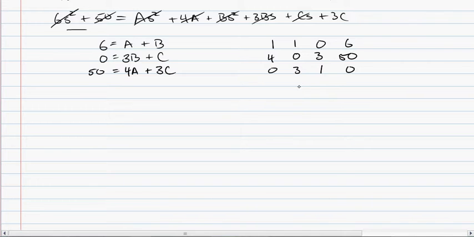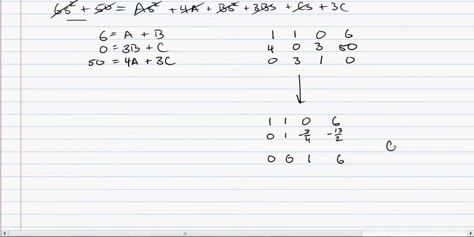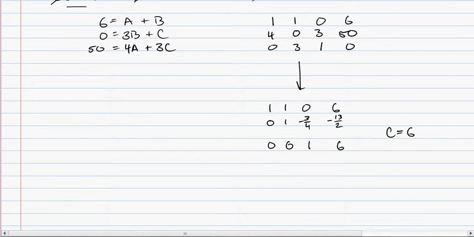And then reducing this matrix down to reduced row echelon form leaves us with 1, 1, 0, 6, 0, 1, negative 3 quarters, and negative 13 halves, and 0, 0, 1, 6. So right away we can see C is equal to 6. And then from that we can find out that B is equal to negative 2 and A is equal to 8.